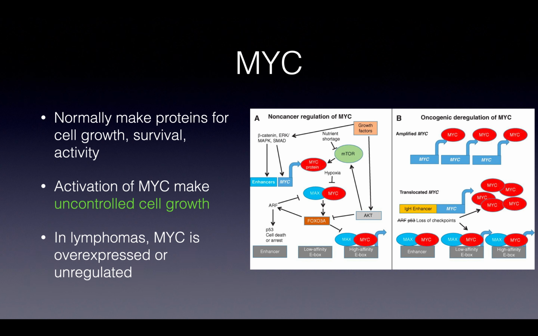The MYC gene on chromosome 8 normally makes the proteins for cell growth and survival, and then the activation of the MYC gene without regulation is going to cause uncontrolled cell growth. In lymphomas, the MYC gene is overexpressed or unregulated.